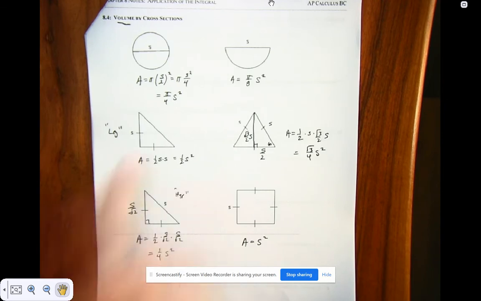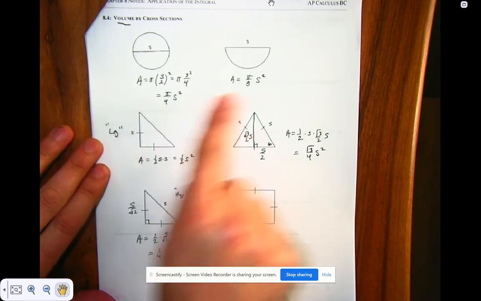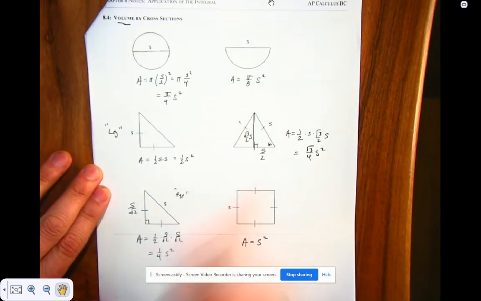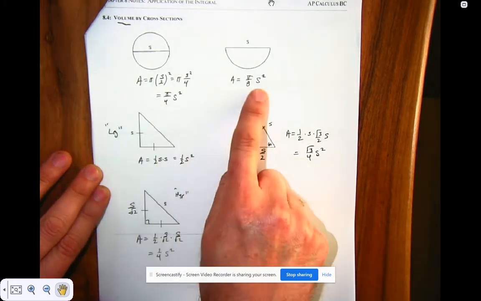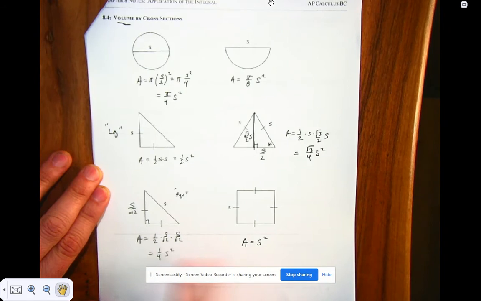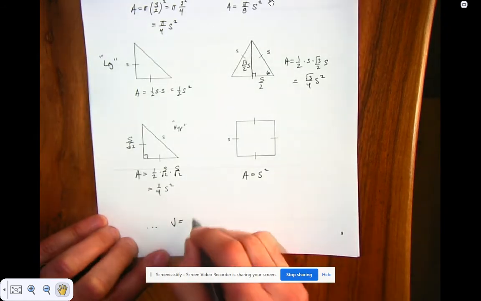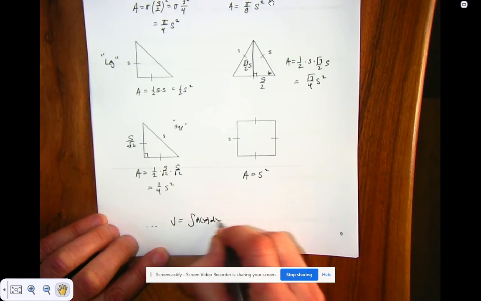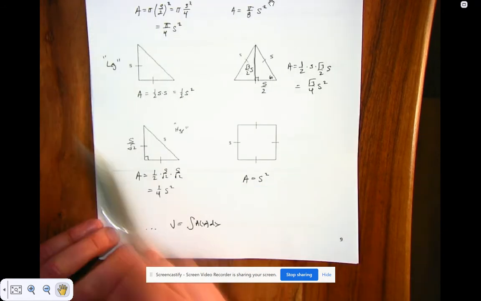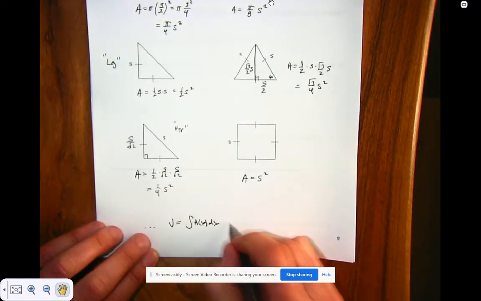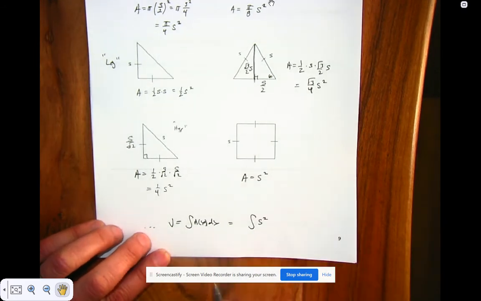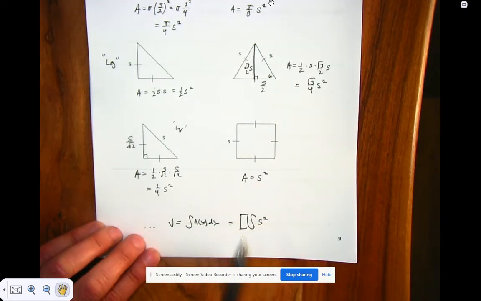You guys look at all these answers. Pi over 4 S squared, pi over 8 S squared. Every single one of these area formulas has what in it? S squared. And if volume is the integral of the area function, regardless of what shape the AP exam throws at you, you better know it's going to be the integral of S squared. The only thing that changes is that coefficient.